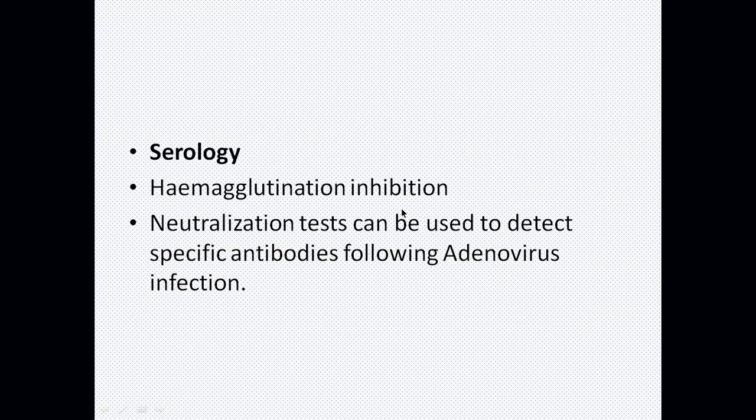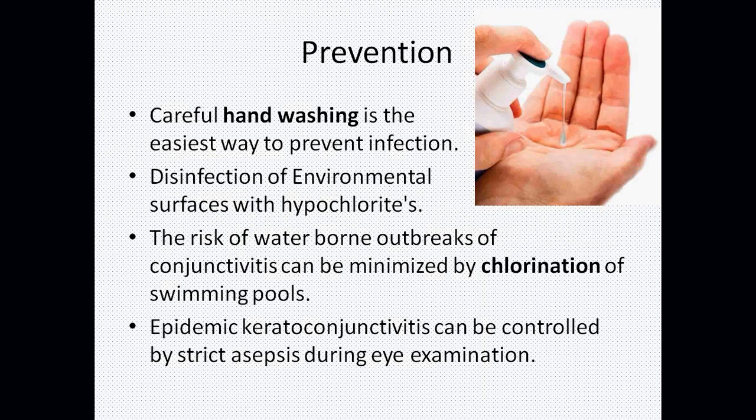Serologically, hemagglutination, as you know, is a property of these adenoviruses. Therefore, we can use various RBCs to see the hemagglutination property. Here the hemagglutination inhibition test is used for identification of adenovirus, and the neutralization test can also be used to detect specific antibodies following adenovirus infection.